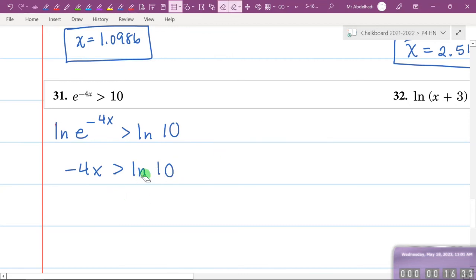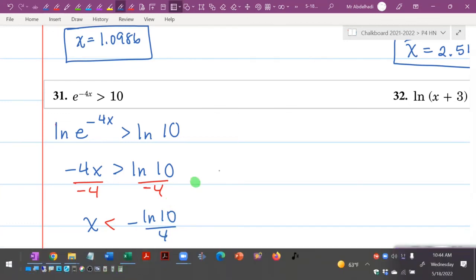So you don't want to just think that this is going to be a 1 like it would be with a normal log. We can also divide by negative 4. But when we divide by negative 4, this inequality will flip, and this greater than becomes a less than. Now the question is, what is ln 10 over negative 4, or negative ln 10 over 4? We can go for our calculator here and figure out what that is.